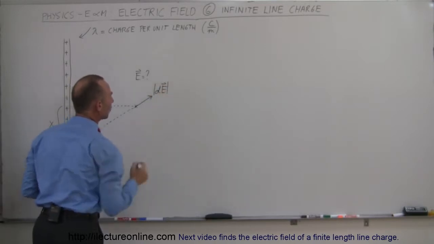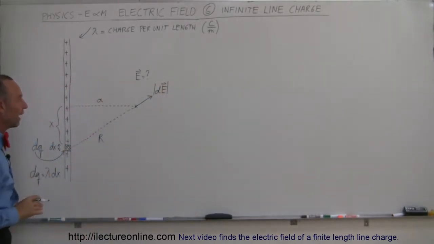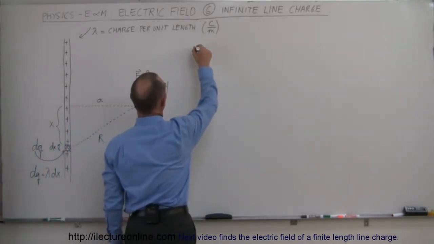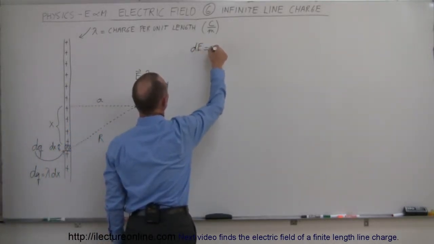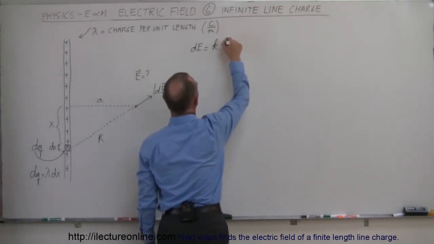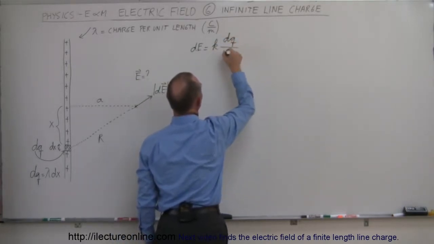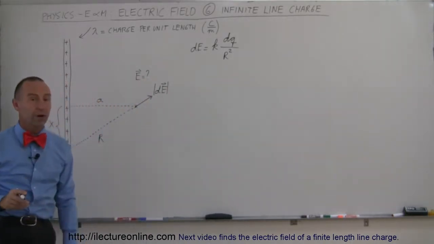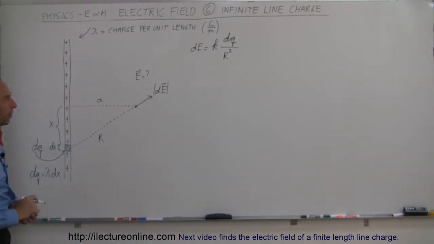And of course, what we want to do right now is just find the magnitude of that. And using the general equation for the electric field, we can therefore say that the magnitude of dE is equal to k, times the charge that causes it, which is dq, divided by the distance from that location to the charge that causes it squared, so divided by r squared.